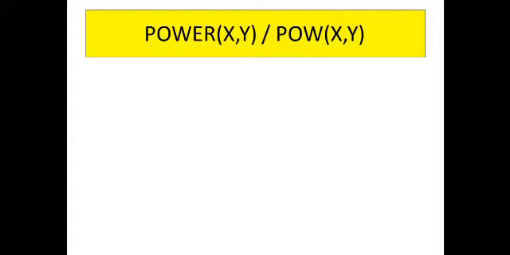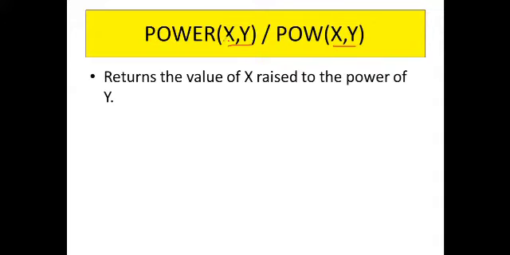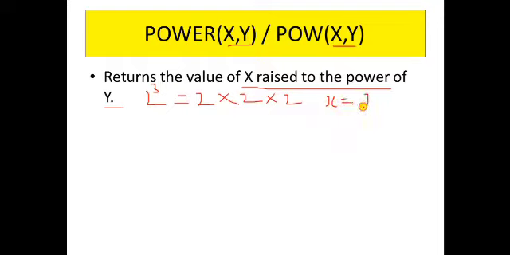So this function takes two values as parameters, that is x and y. It takes two values as parameters, x and y, and returns x raised to the power of y, like 2 raised to the power 3 you write. So what is this equal to? 2 into 2 into 2. So here x is 2 and y is 3.